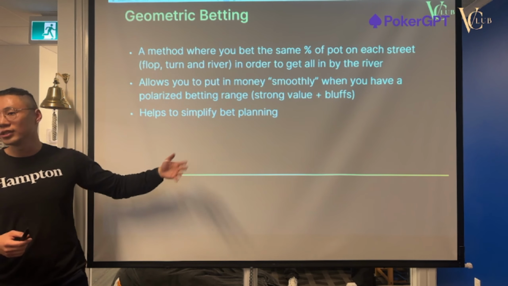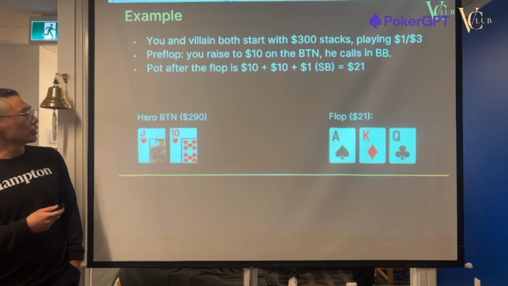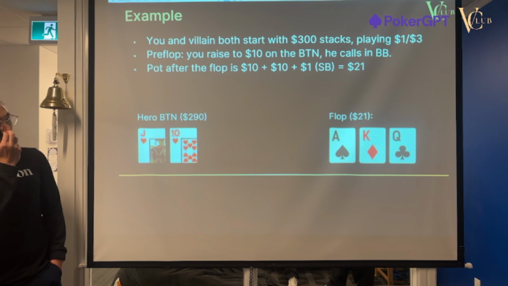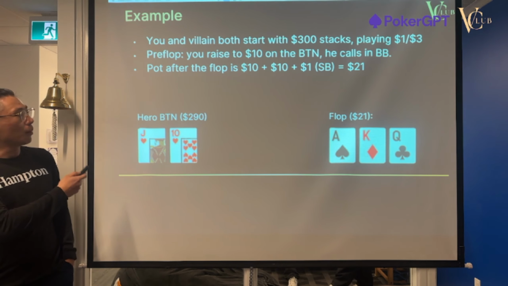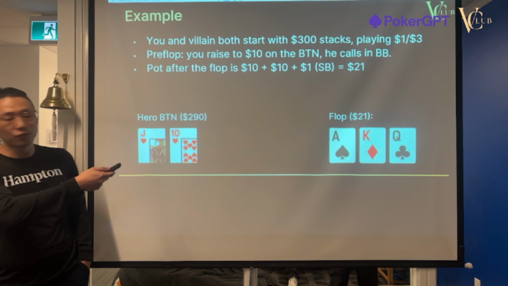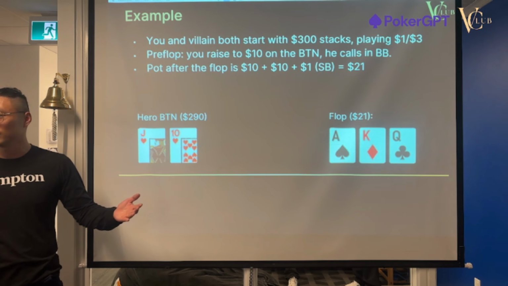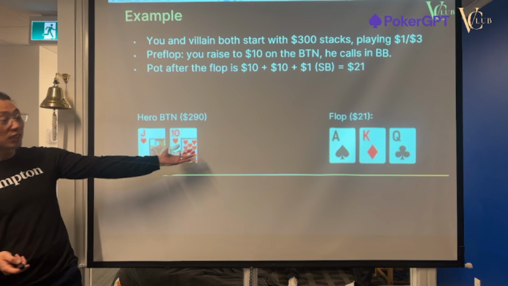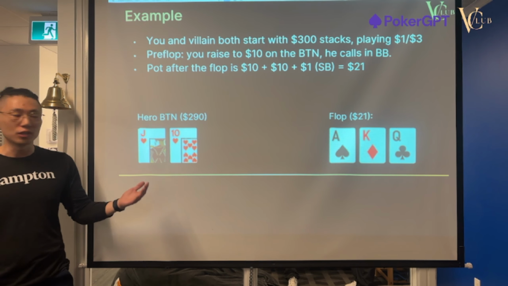So basically it's just a method to simplify bet planning, and I'll give one example of this. First, you and Villain both start with $300 stacks. We're playing 1-3, so 100 big blinds to start. Pre-flop, we raise to $10 on the button. He calls in the big blind, and so the pot after the flop is $21. We have jack 10 of hearts, and the flop is ace, king, queen. Obviously, we smash this flop. We have the nuts. We want to get all the money in on the river, but SPR here is like 14, so it's quite high. So how are we going to structure our betting to get all the money in on the river?